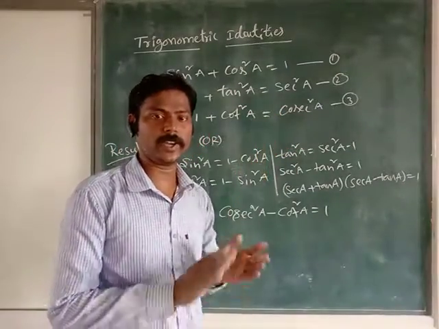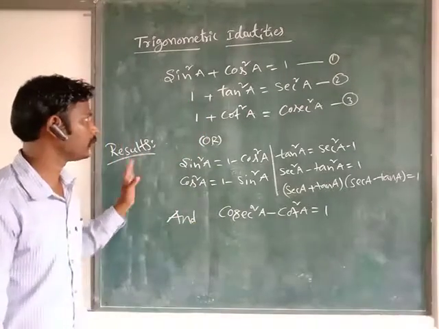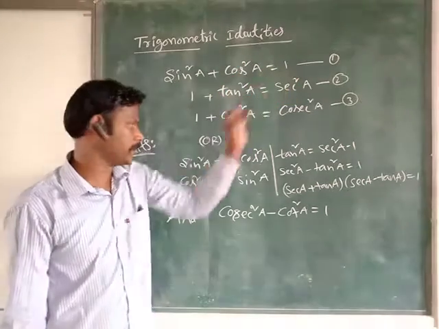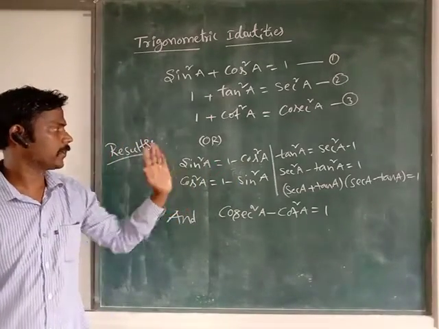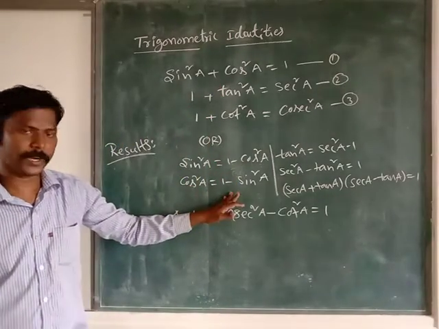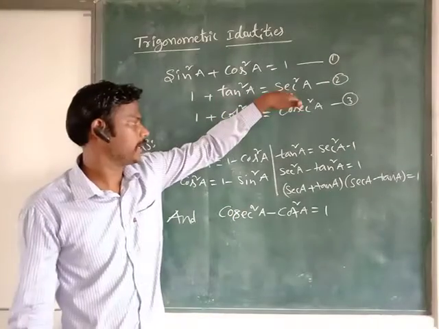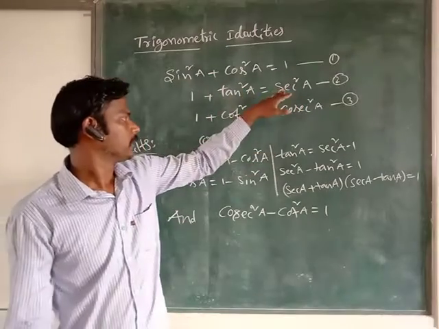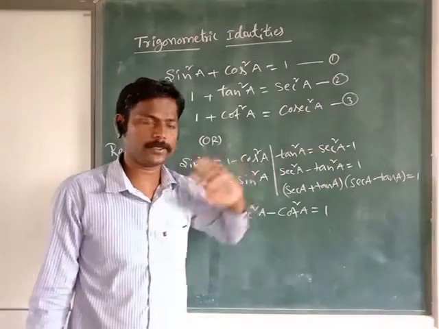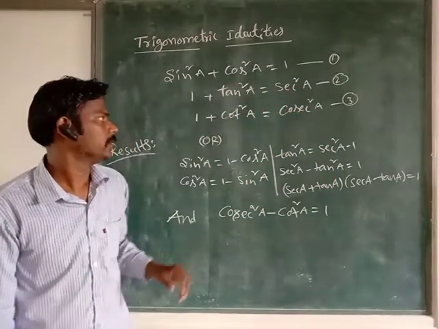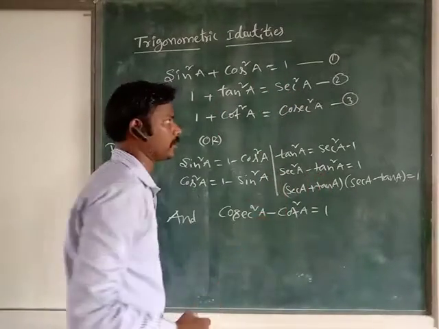These identities can be reversed also; transposition can be applied. So here are some results. If cos square A is taken to the other side, sin square A equals 1 minus cos square A. Similarly, cos square A equals 1 minus sin square A. From the second equation, 1 plus tan square A equals secant square A, so tan square A equals secant square A minus 1. Otherwise, secant square A minus tan square A equals 1.